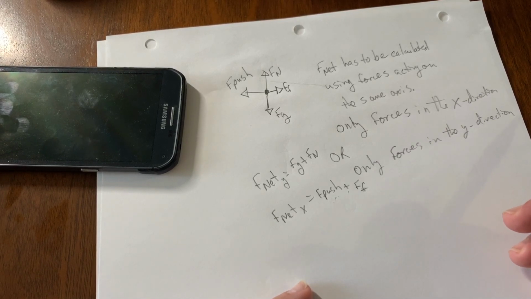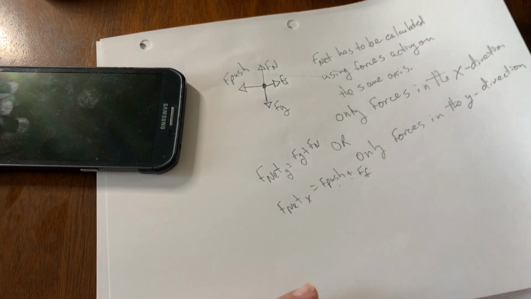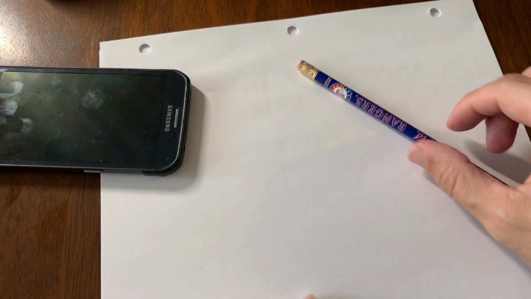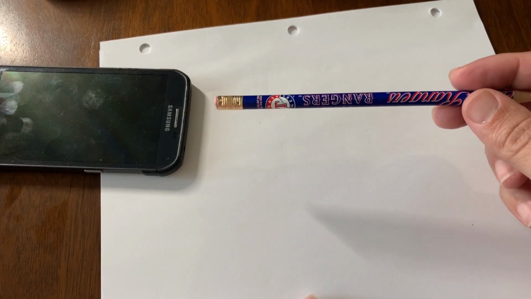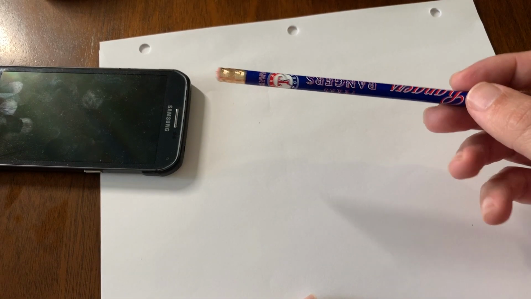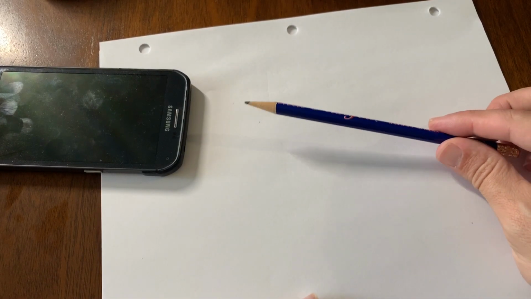Okay, so we're gonna try another situation here, and then I'm going to give you some for you to practice. This time we're going to take our pencil and throw it up in the air. Once it's in the air, it's airborne. Pretend I'm not holding it. I'm throwing the pencil in the air, and I'm not holding it anymore.